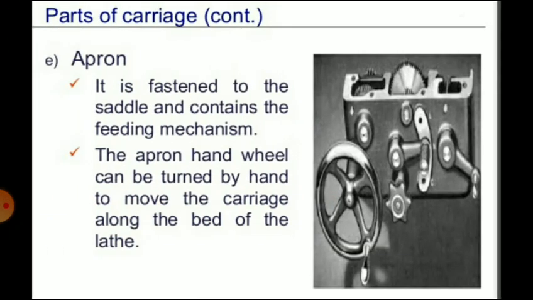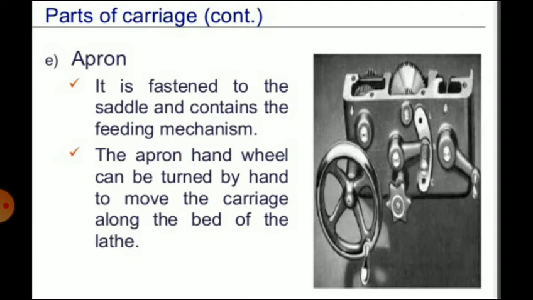Then apron. It is fastened to the saddle and contains the feeding mechanism. So different feeding mechanisms for the carriage are inside the apron. The apron contains gears, clutches and levers for operating the carriage by hand or power feed. It also contains friction clutches for automatic feed.